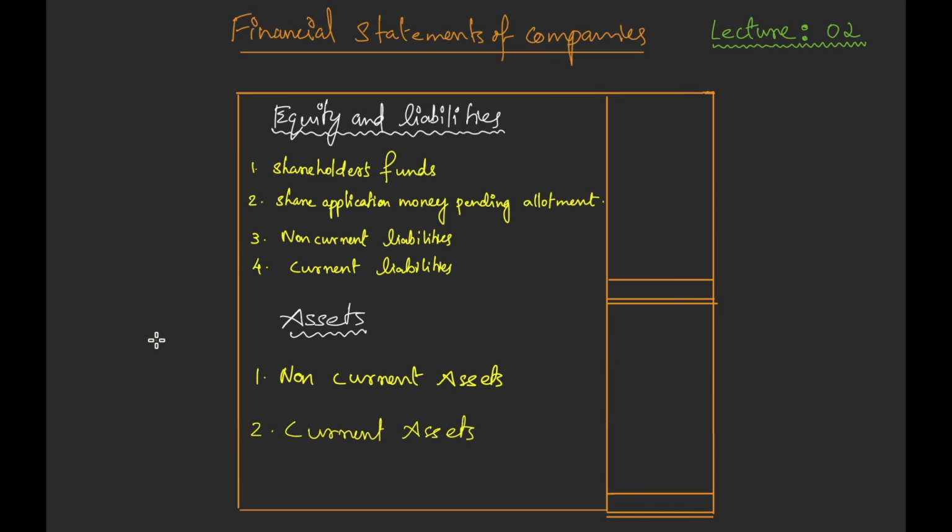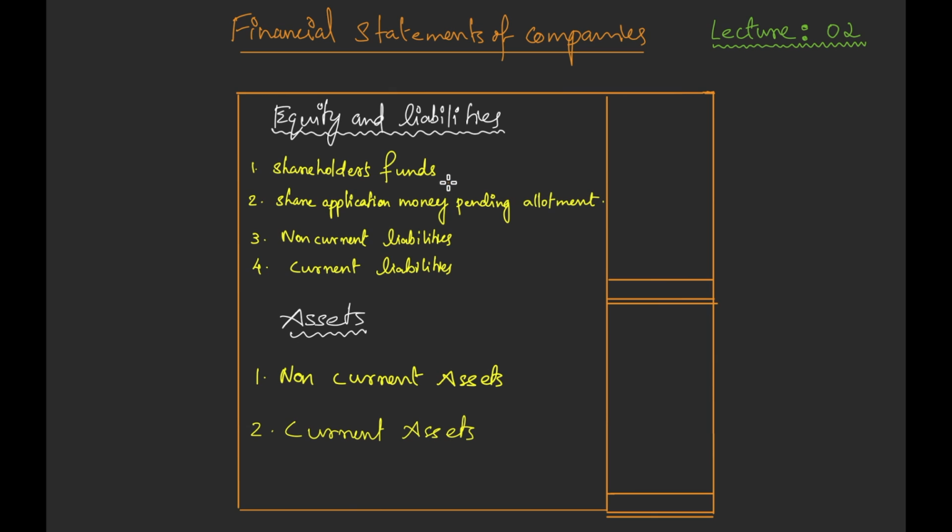Here we have the main items in the balance sheet of companies. On the top we have equity and liabilities items, and at the bottom we have assets. And these are the main items under equity and liabilities. First, we have shareholders funds. Second, we have share application money pending allotment. Third, we have non-current liabilities. And the last item is current liabilities. And on the asset side, we have two main items, that is non-current assets and current assets. So these are the main items in the balance sheet of companies.